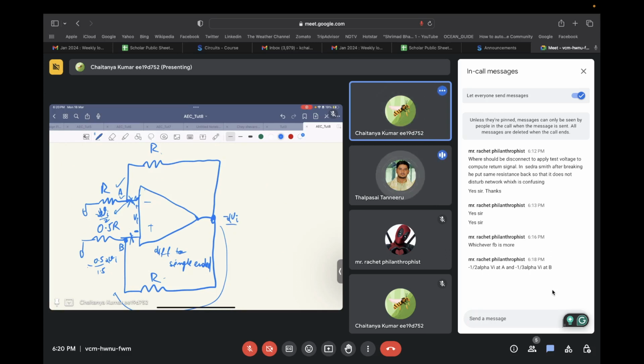Sir, with these circuits I'm comfortable. If op amp and MOSFET are mixed, at that time I am getting confused, sir.